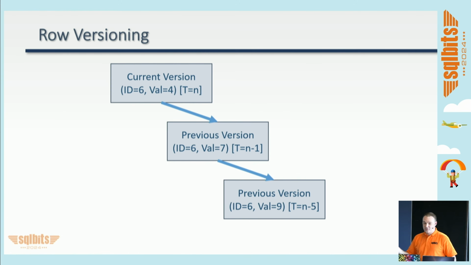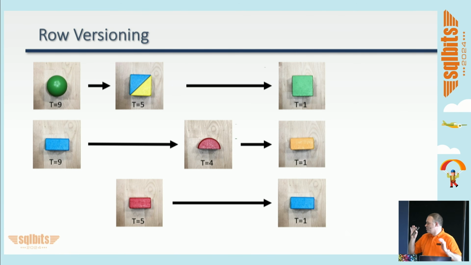This is kind of boring, so I thought I would do it instead with toy blocks. So I have a table here with 3 rows, and each row contains a toy block, and we have the time, that's the t equals value, and so because of this version store, we can tell what was going on at a certain time, right?